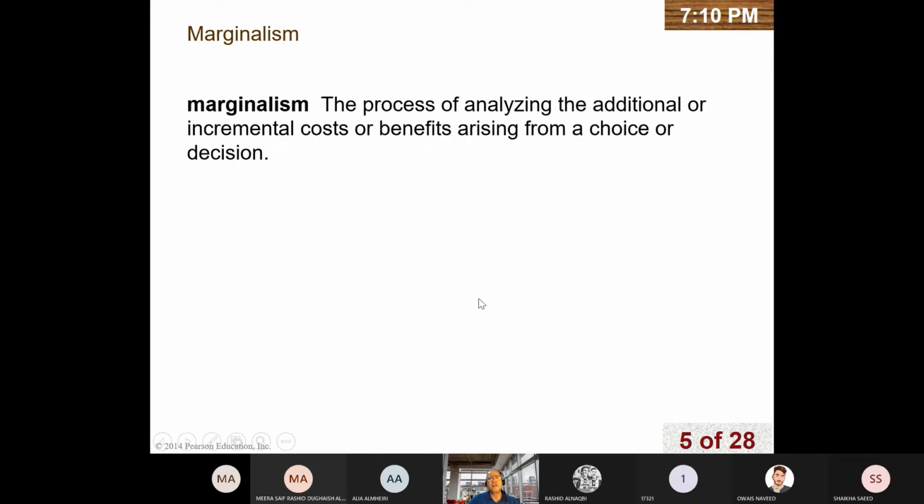Also, marginalism, القيمة الحدية أو القيمة النهائية. Let me ask Rashid, could you read this for me? The process of analyzing the additional or incremental cost of benefits arising from a choice or decision. Okay, see here, in very easy way.